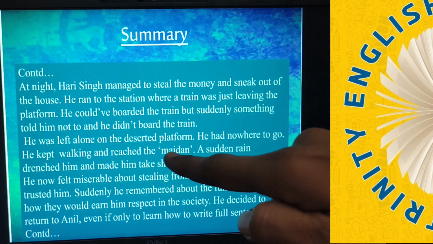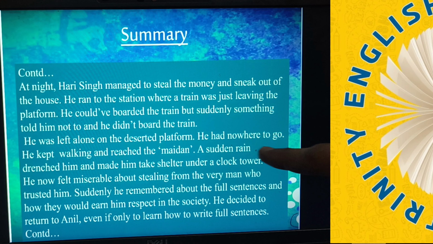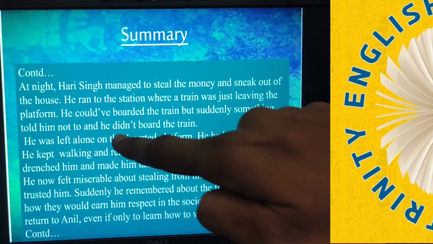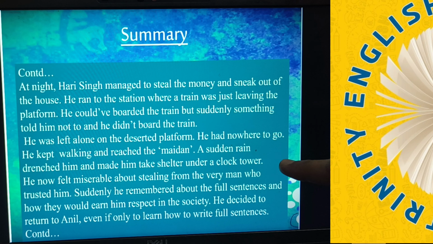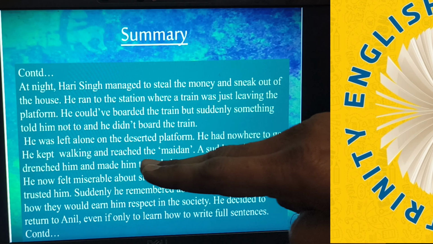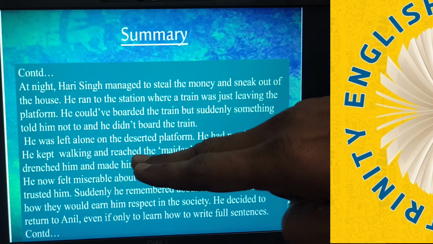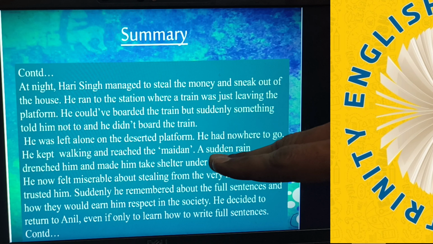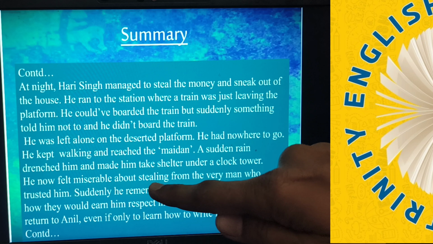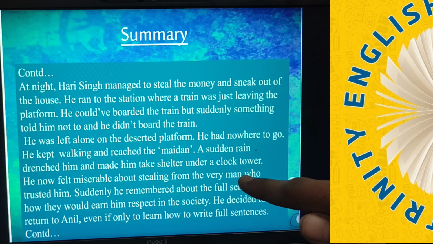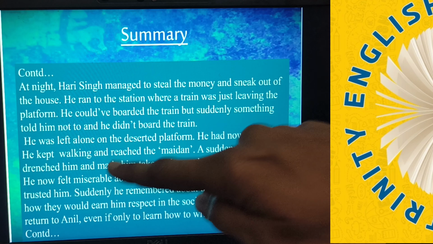He kept walking and reached the Maidan. When he went into the Maidan, suddenly the rain started and drenched him completely, and he had to take shelter under a clock tower. He now felt miserable about stealing from the very man who trusted him.